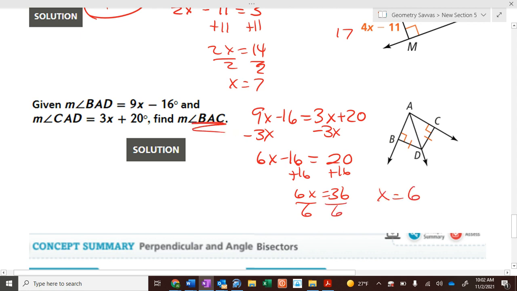I want to figure out what BAC is. So what am I going to do with that 6 to figure out what BAC is? What couple things do I have to do? Okay, so if I plug 6 in there, 9 times 6 is 54. 54 minus 16 is what, 38? So this angle is 38. This angle is 38. 38 and 38 add up to 76. So that's what BAC is.